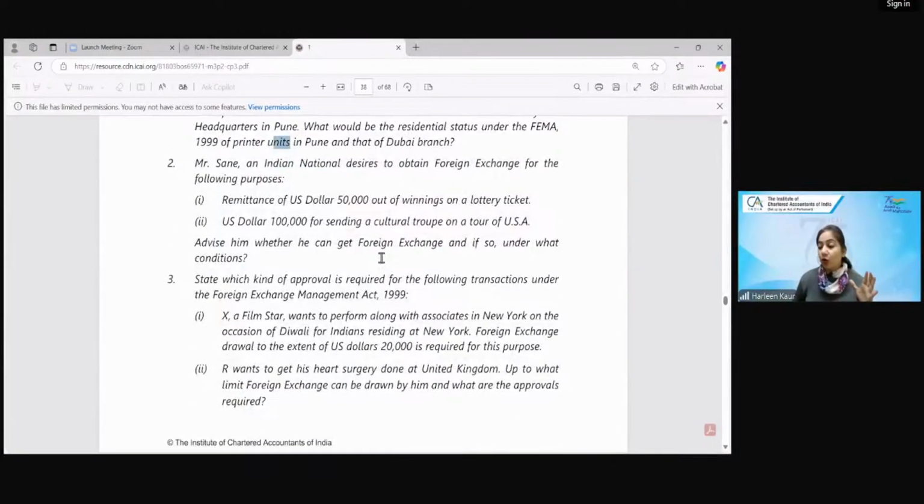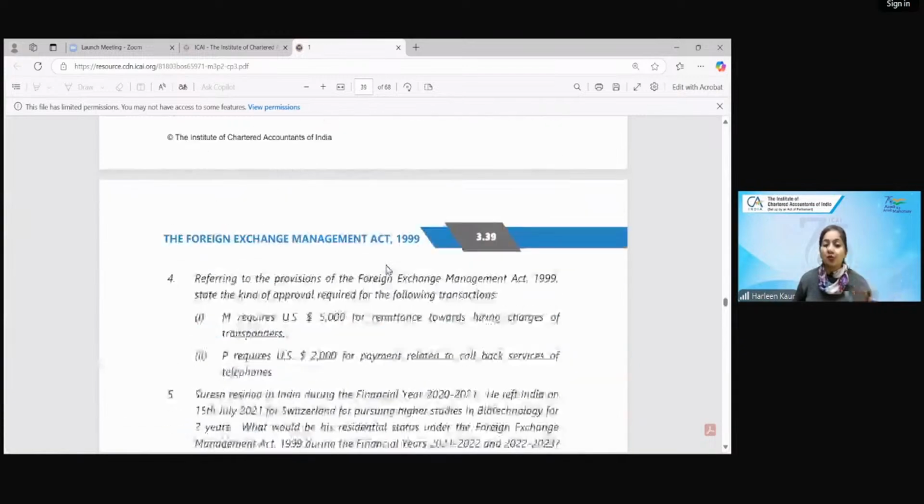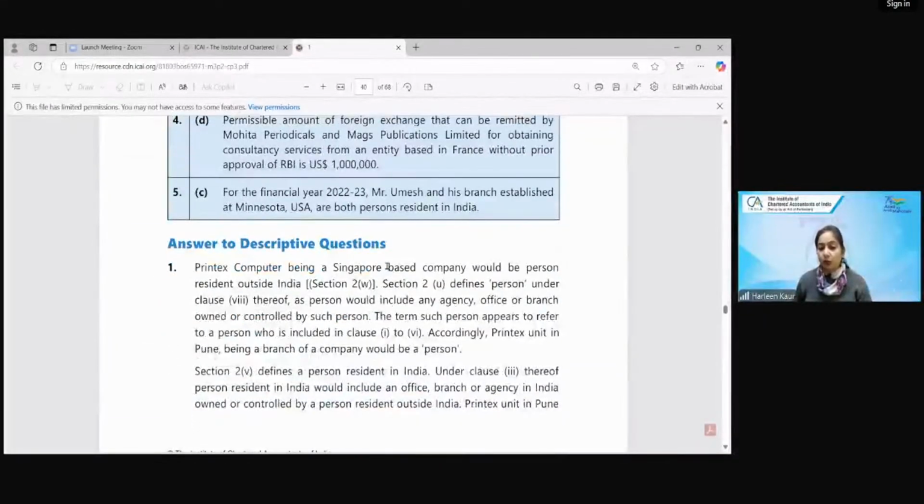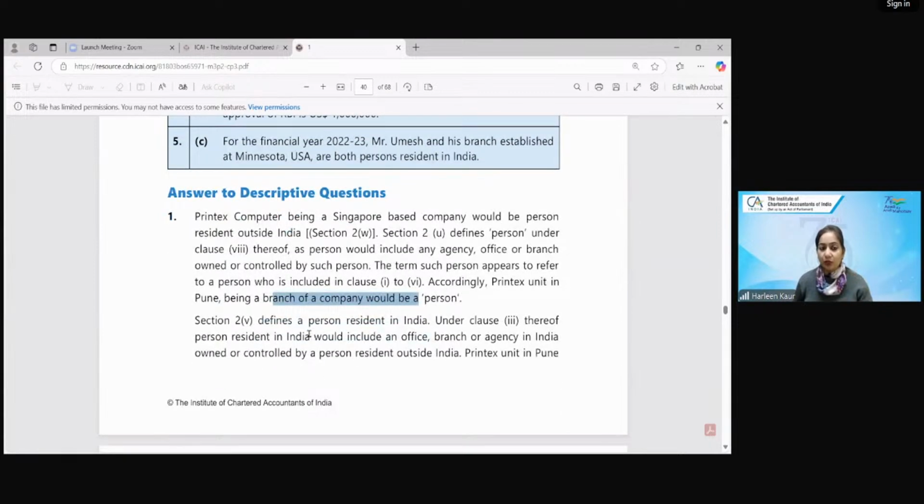If any branch office which is owned and controlled by a person resident in India, it will also become a person resident in India, and vice versa is also true. So what will you say here? A person resident outside India, Singapore based. So that is a person resident outside India. They are having any agency office controlled by such person. So the term appears that the person under clause 1 to 6 that have been referred will be a branch, would be a person. So first you have to include the definition of person also. Okay, a person has to be included.